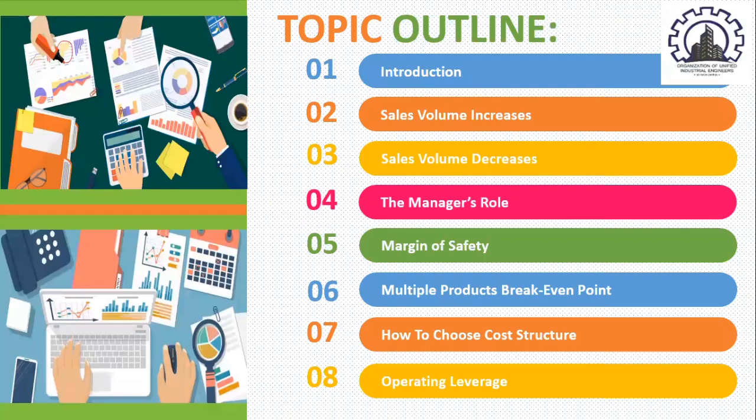First, we have the introduction. Second, we have the sales volume increases. Third, sales volume decreases. Fourth, we have the manager's role. Fifth, we have the margin of safety. Sixth, we have the multiple products break-even point. Seventh, we have how to choose cost structure. And finally, we have operating leverage.